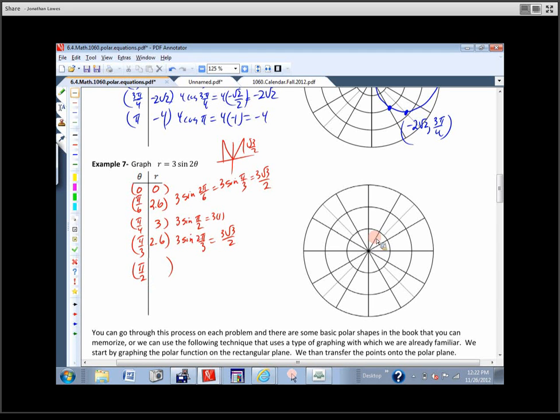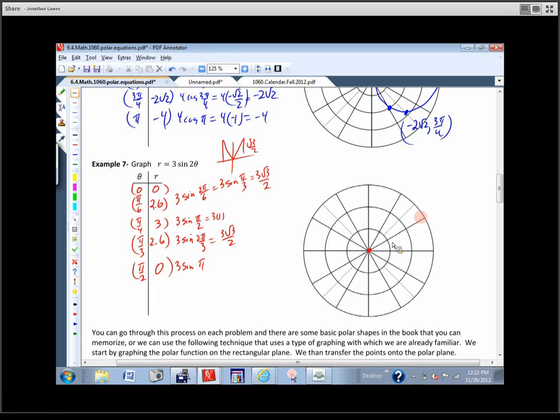and pi halves. So we're finally through the first quadrant. We're going to point at pi halves. This is going to be 3 times the sine of 2 times pi halves. So that's going to be the sine of pi. And what is the sine of pi? 0. Sine of pi is 0. Okay, now, point at 0. Point over here. We're going to go 0 units.